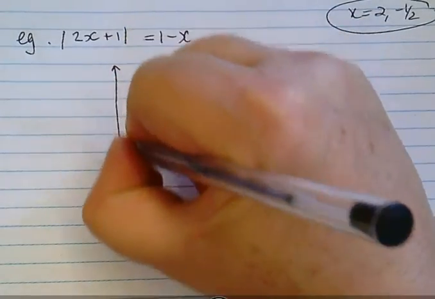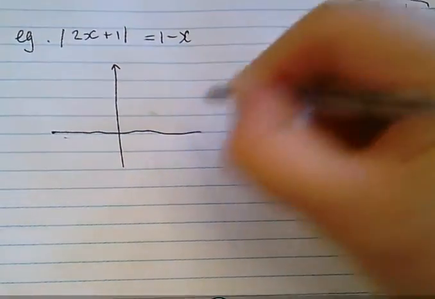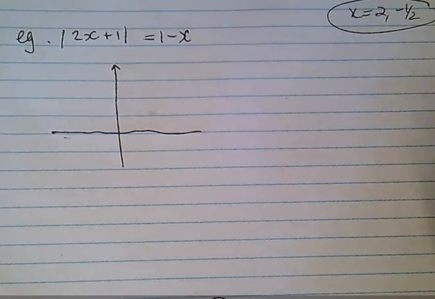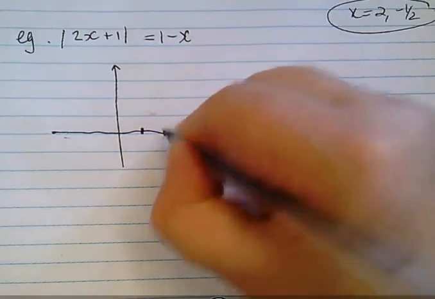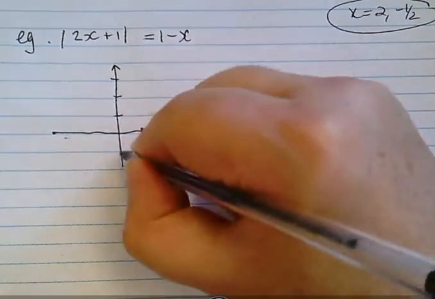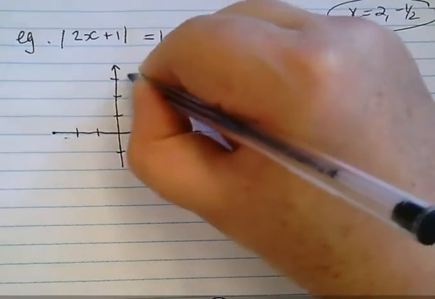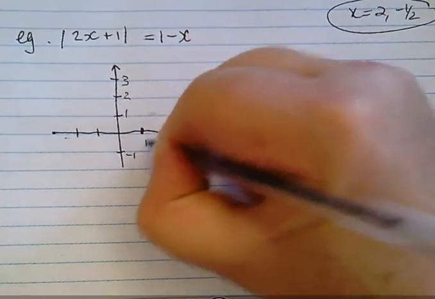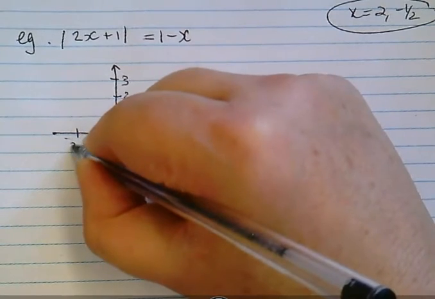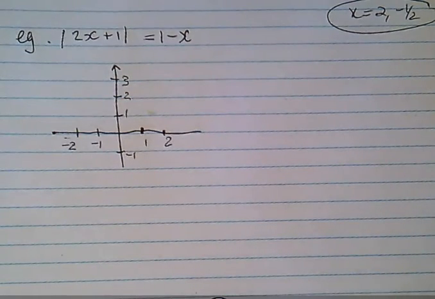The next question, solve the following graphically: the absolute value of 2x plus 1 equals 1 minus x. Just going to try and put some sort of scale. Okay, 3, 2, 1. Okay. So let's draw the graphs. You can do them in 2 different colors if you want, and then solve.